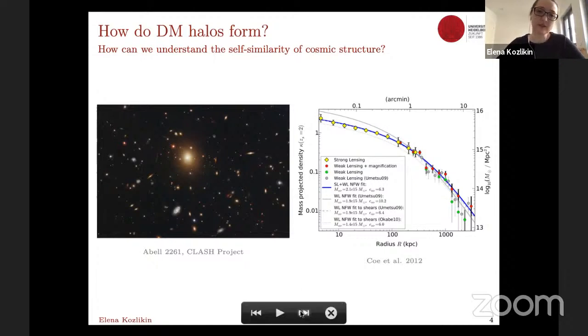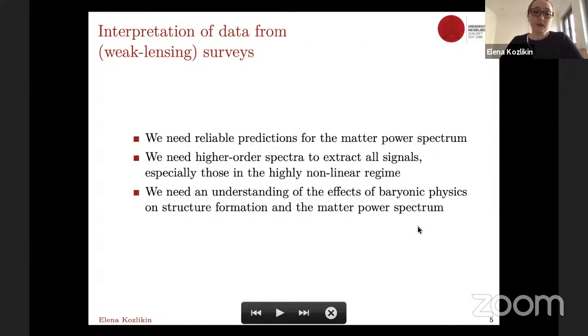And another reason is being able to interpret the wealth of high-quality data that we're going to receive from, for instance, weak lensing surveys. For that, we will need reliable predictions for the matter power spectra, and to extract the full wealth of signals, we'll also need higher order power spectra. And in addition, we need to understand the effects of baryonic physics on structure formation and the matter power spectra.